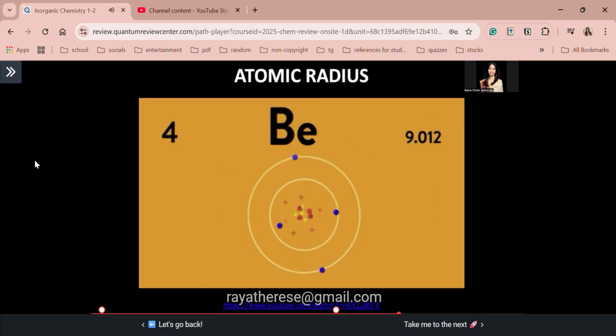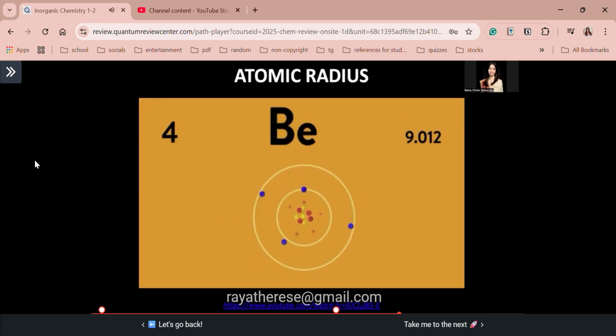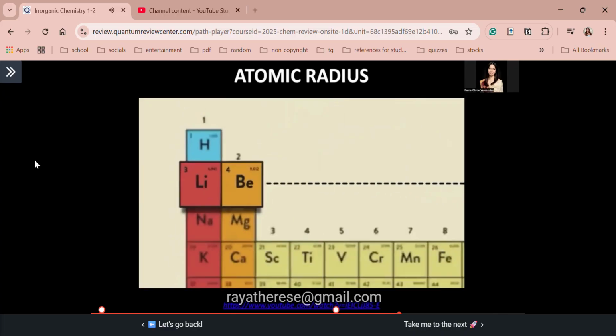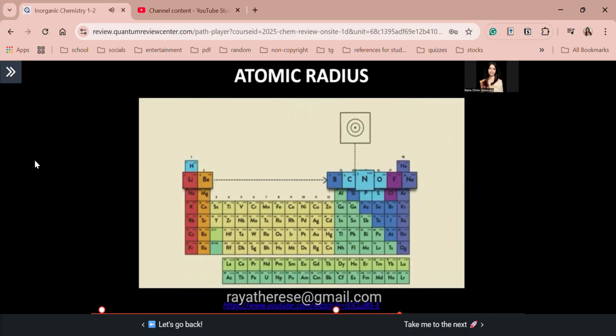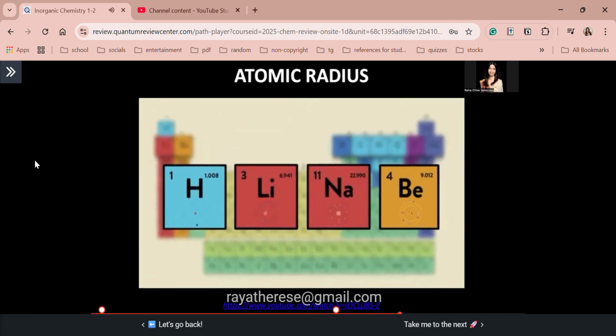This increased positive charge in the nucleus causes electrons to be pulled in more strongly, resulting in a smaller atomic radius. So as you continue to travel across the period, the atomic radius continues to decrease. As you can see from the examples provided, the atomic radii change in predictable ways throughout the periodic table.